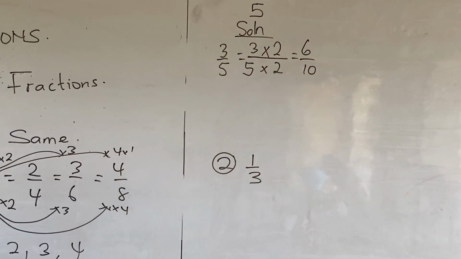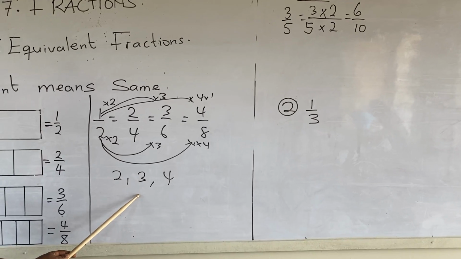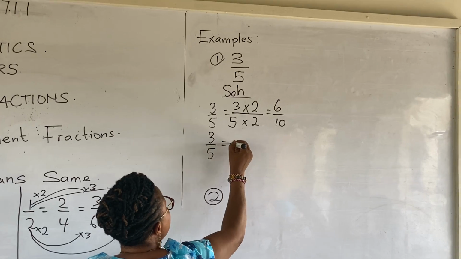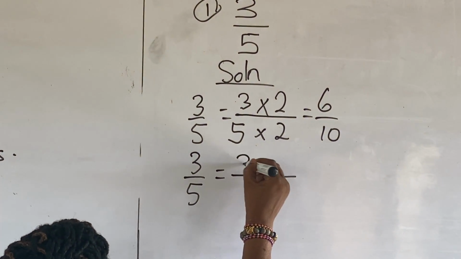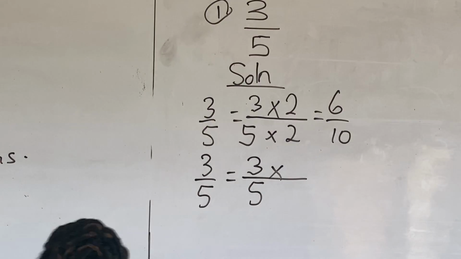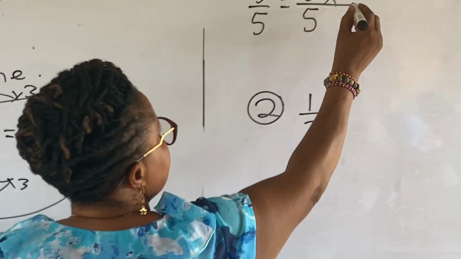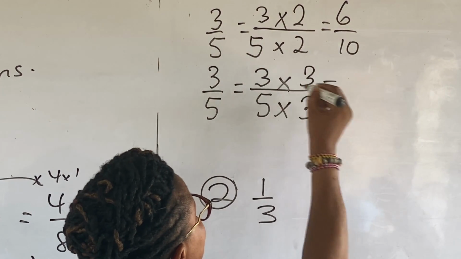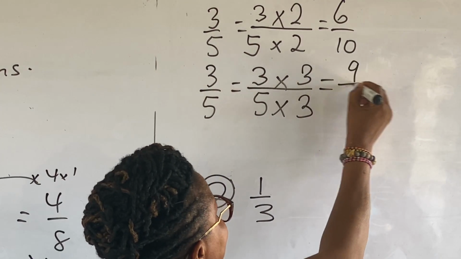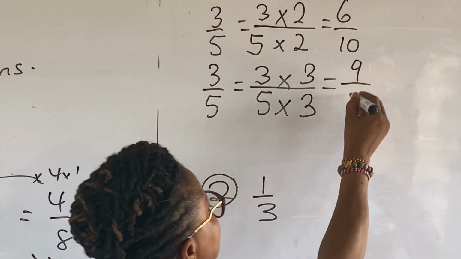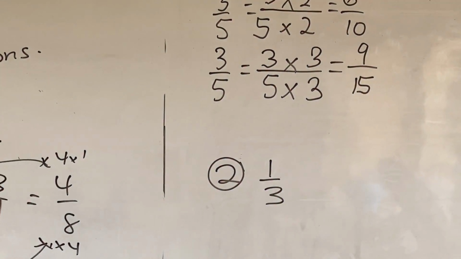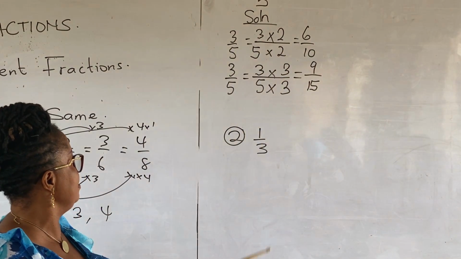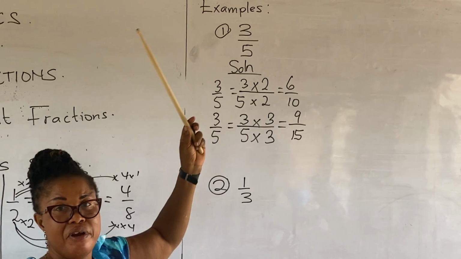So we are going to move on with the second number, which is 3. So we repeat it. 3 over 5 is equal to, put down your bar. Repeat your fraction times 3. Numerator times 3, denominator times 3. 3 times 3 is 9. 5 times 3 is 15. So we now have 2 equal fractions now. 6 over 10 and 9 over 15 is the same as 3/5.